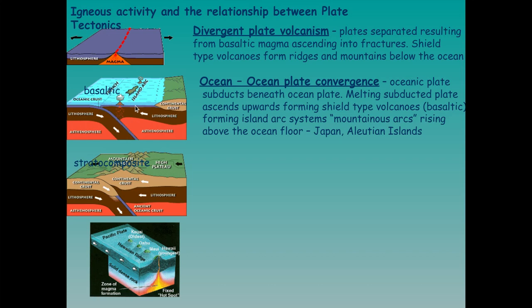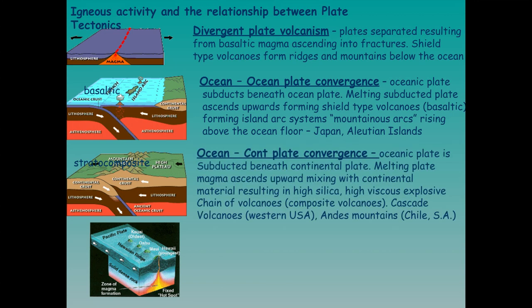And so what would you expect to form then in terms of an ocean to ocean plate convergence? Well, you're going to form what we call island arc systems or more shield type volcanoes, because the chemistry lends itself to basalt. So an ocean to ocean plate convergence, again, typically will form shield type basaltic volcanoes as island arc systems. And some examples there would, of course, be the island of Japan and the Aleutian Islands.